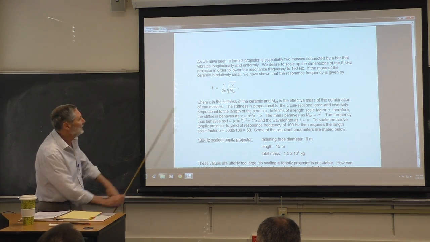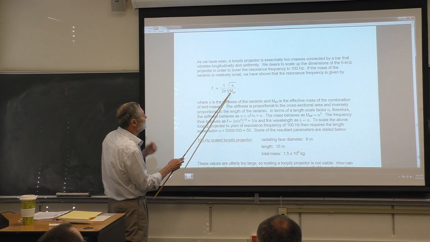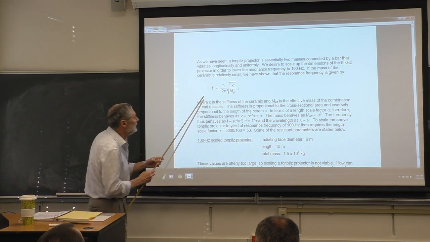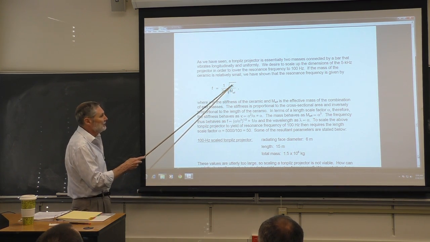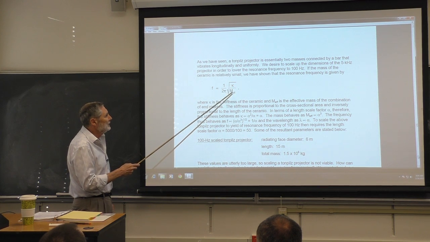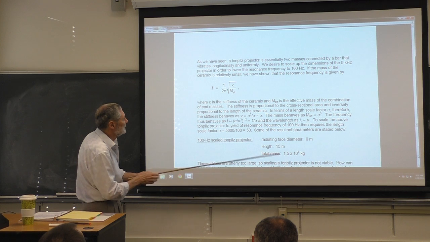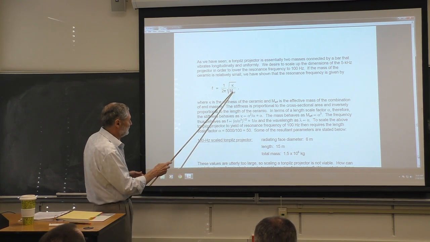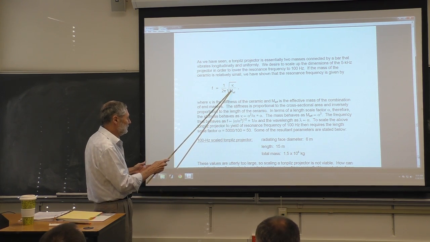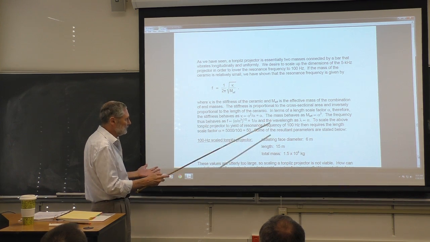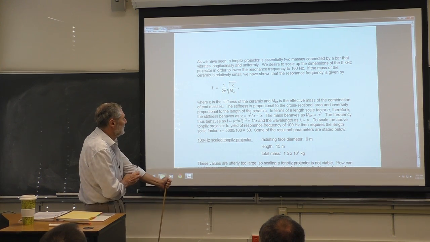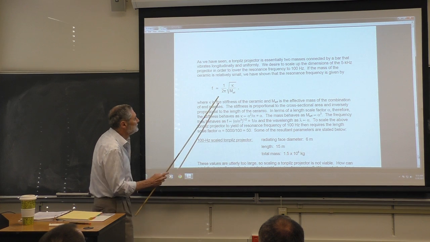That's the idea. Here's the formula for the frequency. We'll use this formula. K is the spring constant, the stiffness. M is the effective mass. Exactly what it is is not going to be important here, as you'll see, because we're just going to do a scaling law.